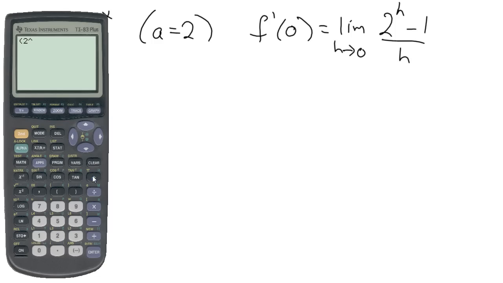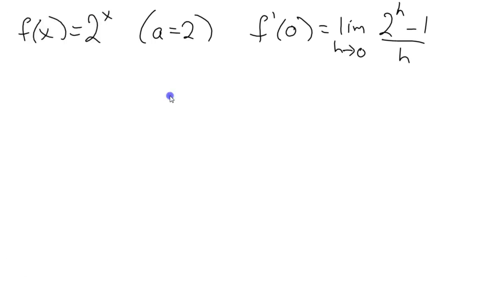2 to the, not to the 0, but maybe to the 0.0001. And then we want to subtract 1. Those parentheses, divide by 0.0001. Okay, and we get about 0.693. So this limit, f prime of 0, is approximately 0.693. That is not equal to 1. Okay, so a equals 2, not the best base.